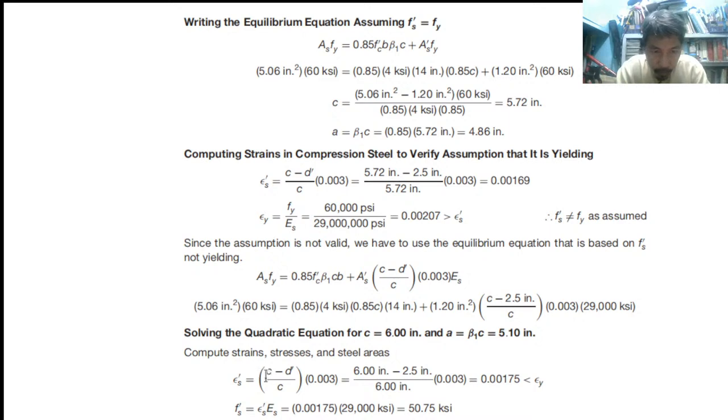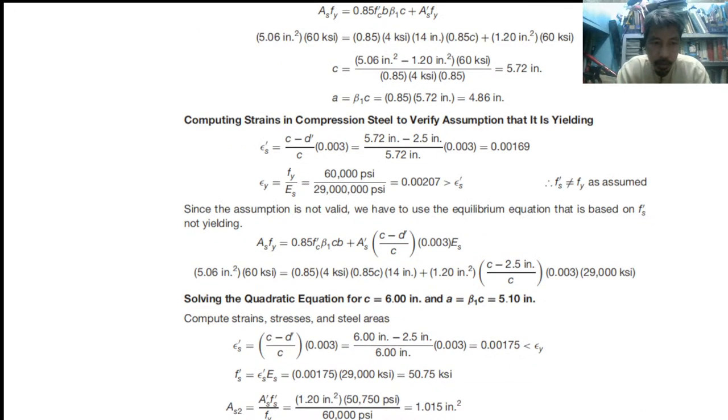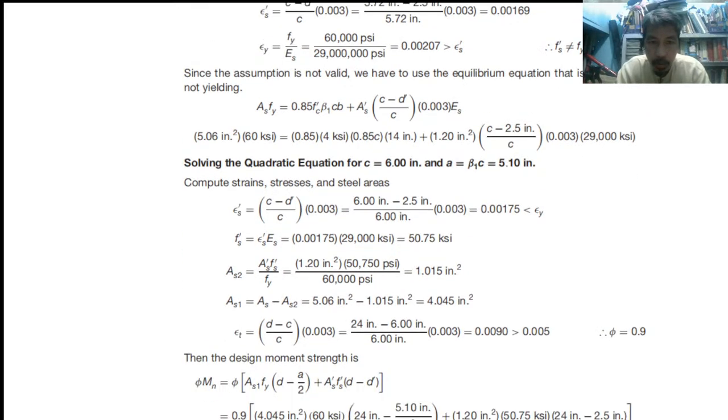And by that, we have the value for C. Therefore, substitute the value for C, which is 6, minus D prime, which is 2.5. Therefore, multiply by 0.003. You have what? 0.00175. And that is less than strain at yield point. Therefore, now it is correct, because strain at yield point is 0.00207. This is okay now. Our solution is now okay.